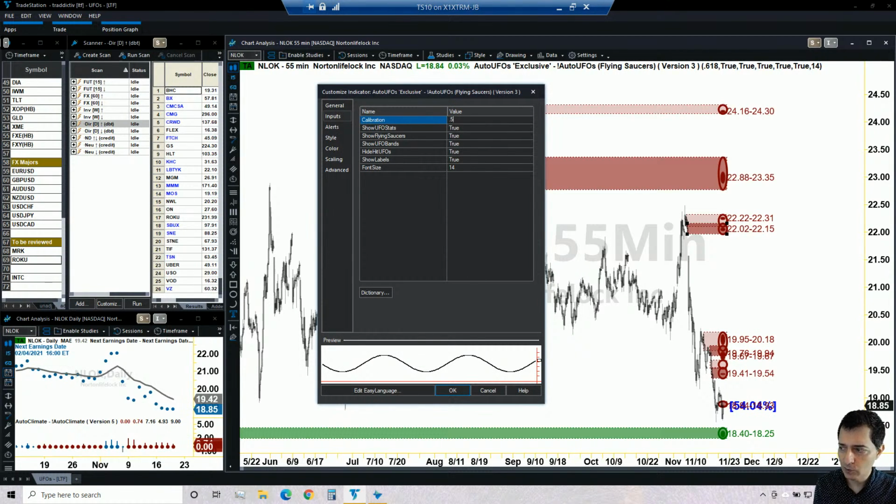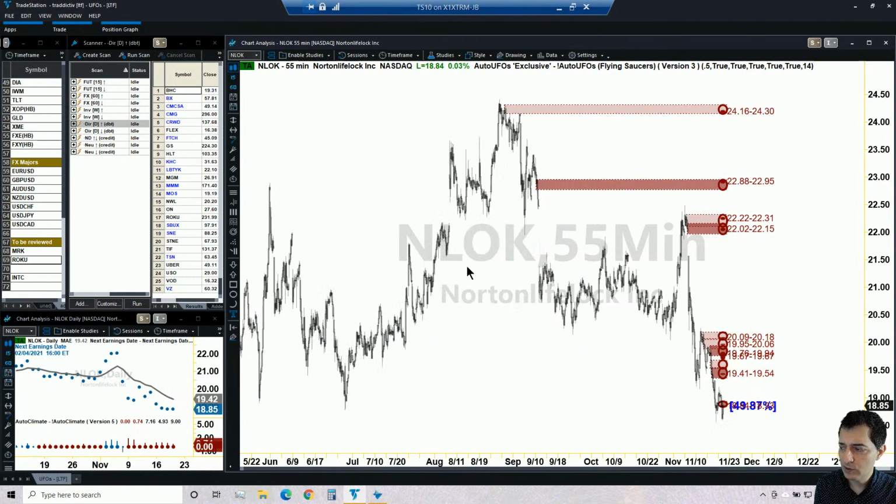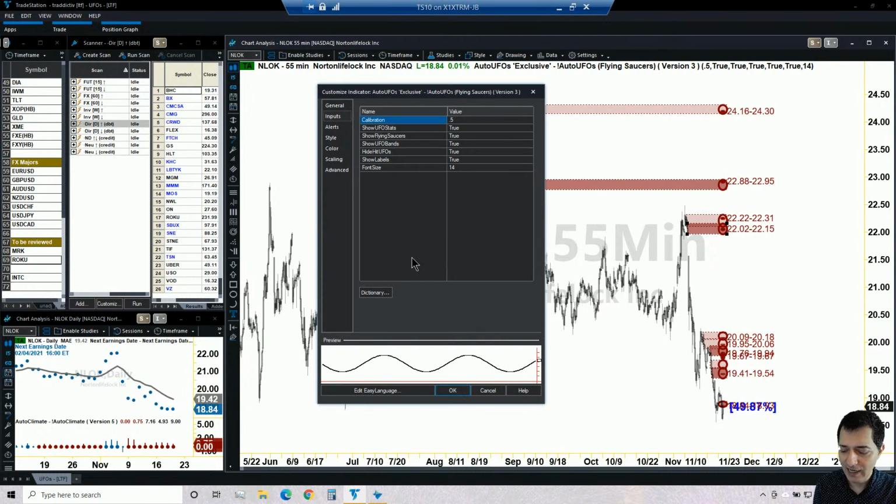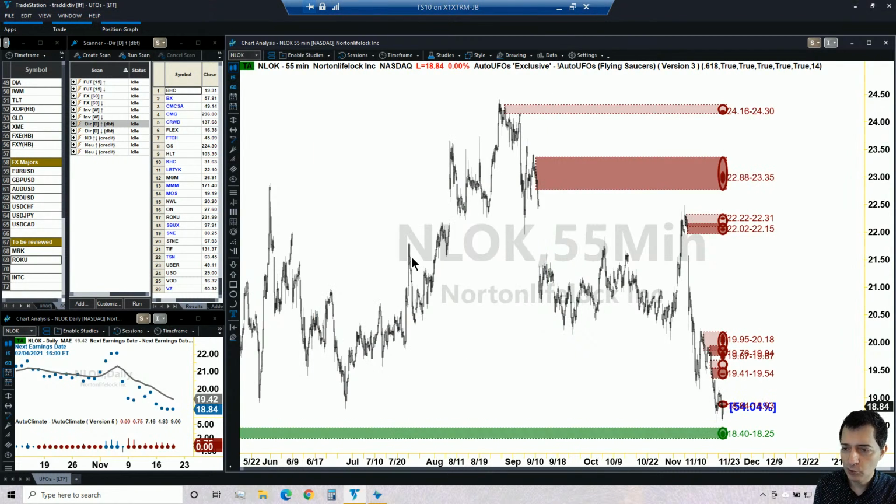By default, it comes with 0.5. So notice if I use 0.5, instead of 50 something, it's giving you 49. So does it mean it's wrong to use 0.5? No. There are pros and cons of every calibration approach, and basically the calibration settings have to do with adapting AutoUFOs to your own trading style, meaning are you conservative or are you aggressive or are you anywhere in between?